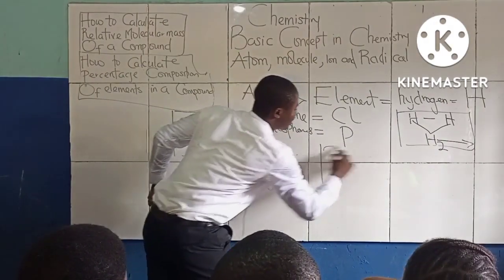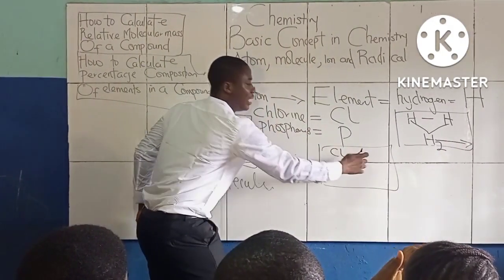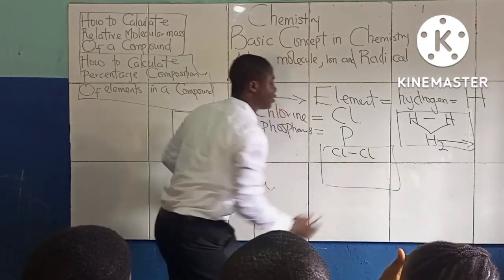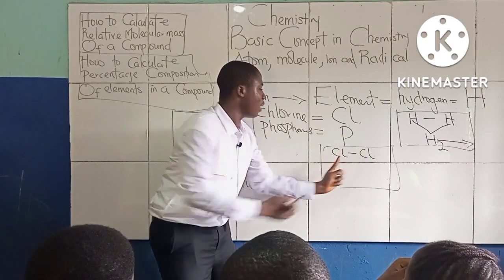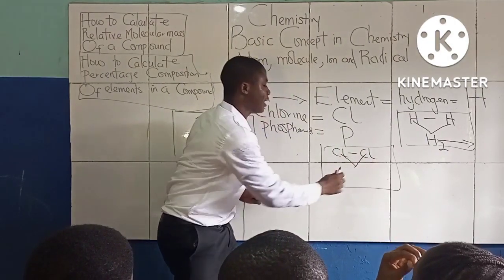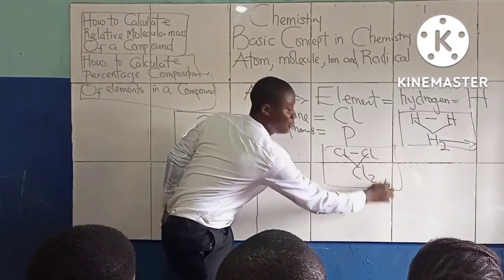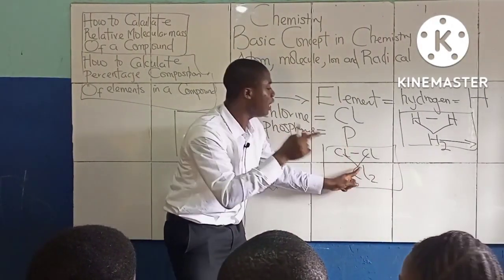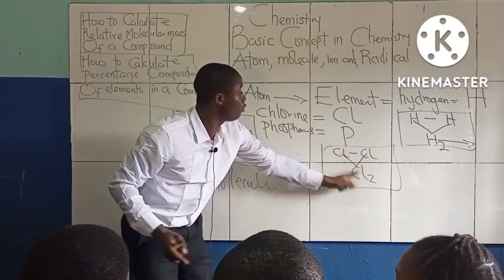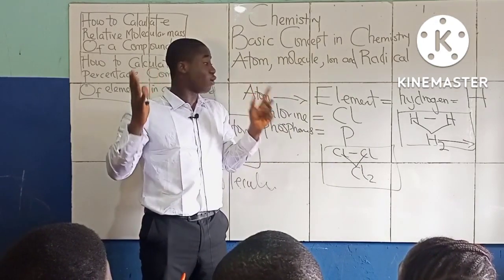Now, moving over to the next example, using the same chlorine, Cl. When chlorine is bonding to another chlorine atom, this is one chlorine atom and this is another chlorine atom. When these two chlorine atoms are bonding together, what do you think we have? Is it Cl2 or Cl3? Cl2. There's nothing like Cl3. Are you getting me now? Looking at this, is it pronounced as chlorine atom or chlorine molecule, class? Chlorine molecule. I believe the concept is clear.